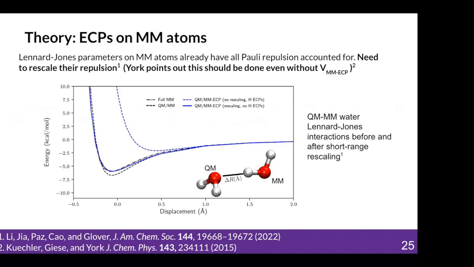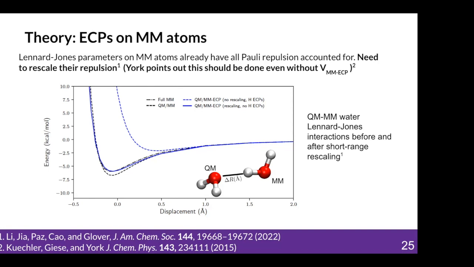And I point out that Darrin York has actually emphasized that this should be done for QM/MM environments, even without the presence of these effective core potentials on atoms. You really should rescale your short-range Lennard-Jones interactions to be more appropriate for capturing Pauli repulsion between QM and MM atoms. And so we've done this in such a way that, for water, for example, we've been able to reduce the water interaction at a full level of theory.